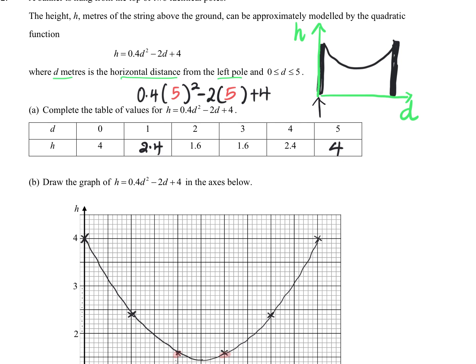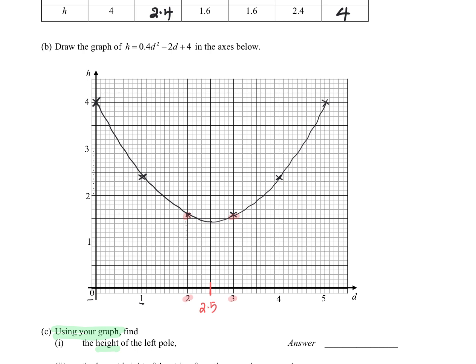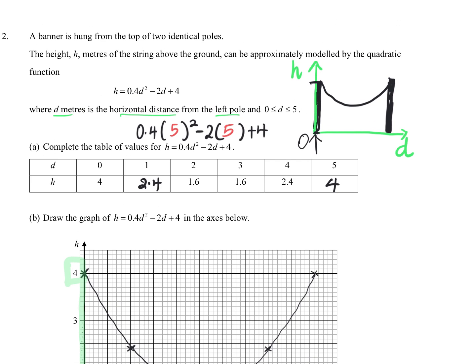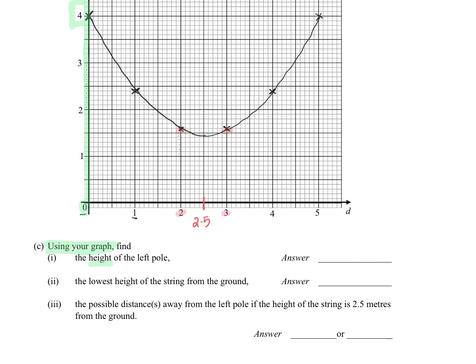And you notice that d is the distance from the left pole. So this means, at the left pole position, my distance d is actually 0. So when it's at 0, what is the height over here? When I have d equals 0, what is my height? The height of the left pole is 4 meters. How do I know this is going to be the height? Because the question says the string is hung from the top of the identical poles, so it's at the top. So this will be 4 meters.